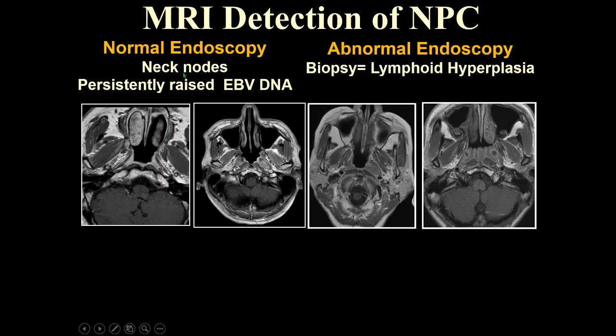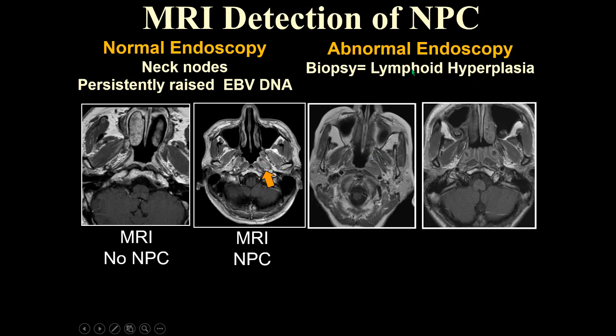How does it help? Well, if you've got a normal endoscopy, but you're suspicious, you've got neck nodes, you've got cranial nerve palsies, persistently raised EBV DNA. If you do your MR and it's all symmetrical and you can see nothing and the endoscopy is negative, chances are there's no NPC. You don't need to do sampling biopsies. But, again, we may pick up these early ones.